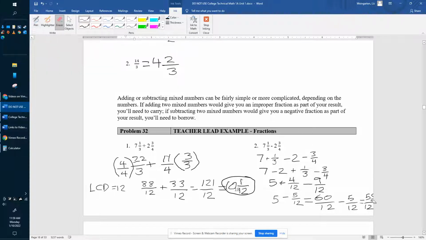So let's get rid of all this because, again, it's not the most friendly way to go about this. Definitely want to change these into improper fractions first. So I just wanted to show you it is possible, it's just not necessarily practical.